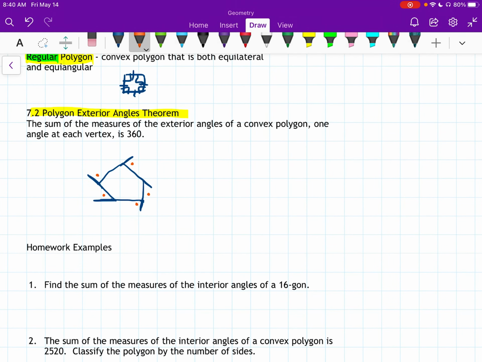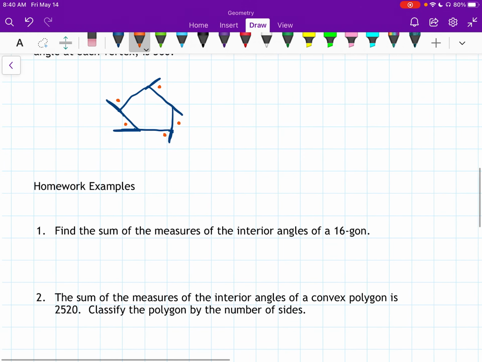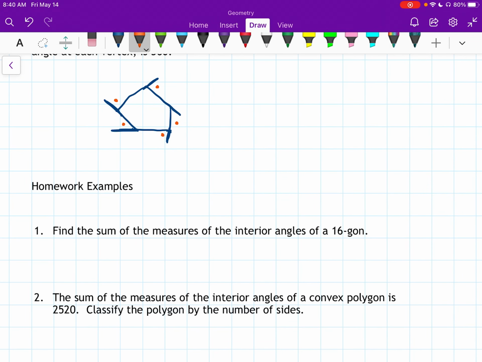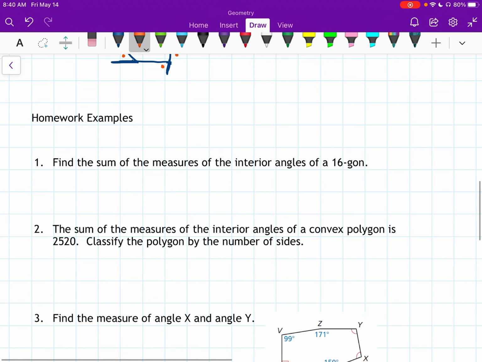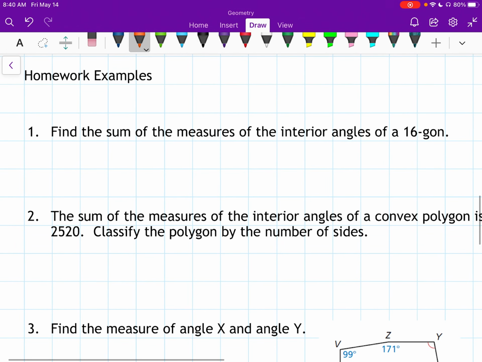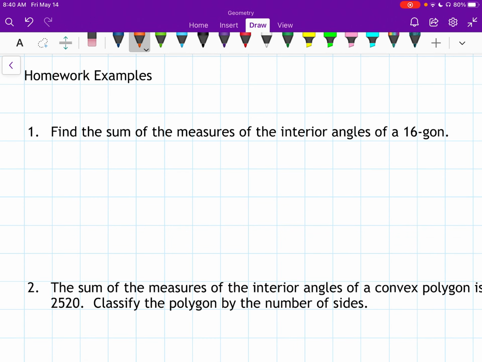So what I've done is I've gone through your homework and I've picked out some of the problems that we did not do, but are similar to problems that you will need to do on your homework, okay? Number one, find the sum of the measures of the interior angles of a 16-gon. That means a polygon with 16 sides. So we're talking about interior angles.